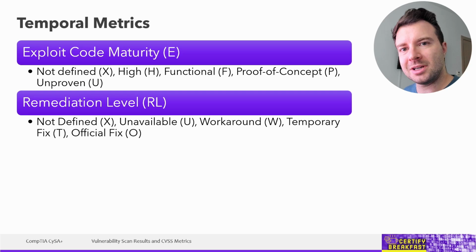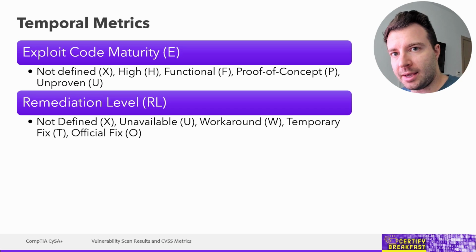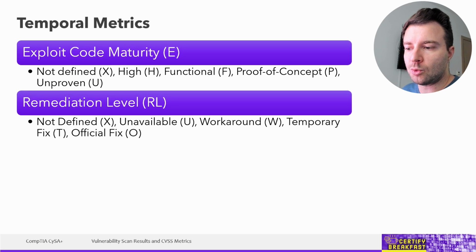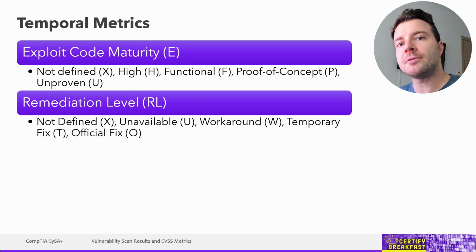Now, for remediation level, you can probably see why this is going to be a temporal metric, because when a vulnerability is first discovered, its state is going to be unpatched. So as time goes by, workarounds, fixes, updates, and upgrades will be published that are going to fix that vulnerability. So depending on when we are in a specific point in time, this temporal metric here might range from an unavailable one to the official fix.